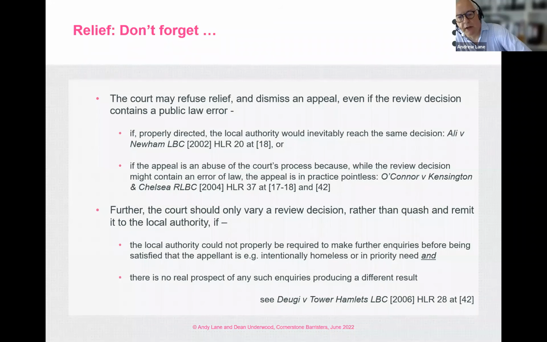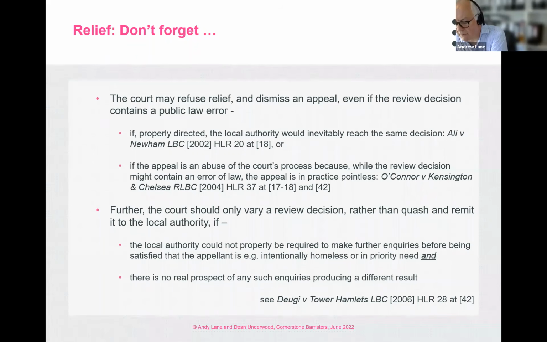Going back to the dealings I'm dealing with, of course, if you succeed on an appeal, if you're the applicant, you would normally get a quashing of the decision or a variation. But equally, there'll be situations where the appeal itself is an abusive process because it's pointless. And the reference there is to O'Connor and Kensington. It was a heavyweight contest in so many ways between Brian Maguire and Andrew Arden.